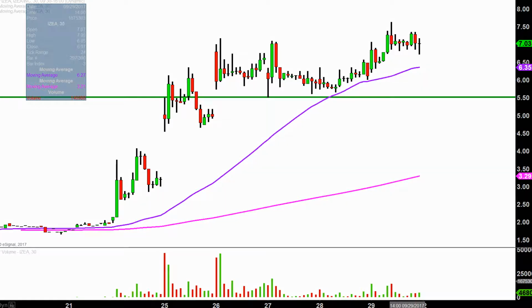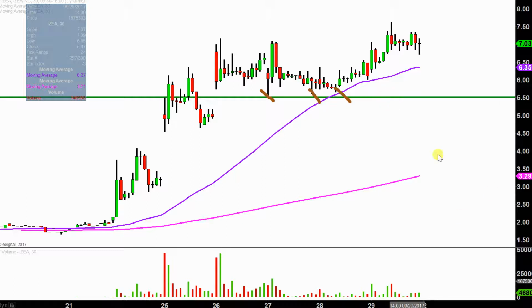$5.50. If you go back through the history of the chart, you can see that on multiple occasions, the bears try to press down through that area, and the bulls did a great job every single time of holding strong. So 550 is what I'm going to kind of use as that level of support.